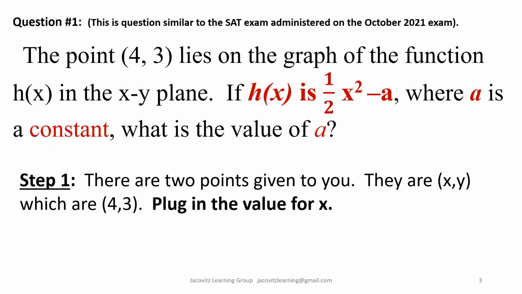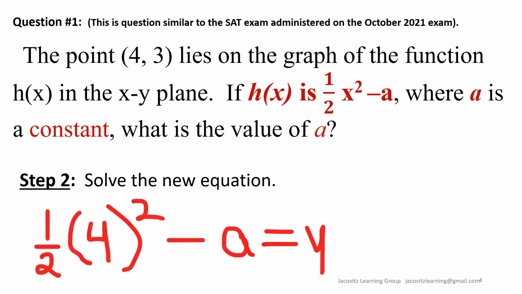So when we go to step 2, there are 2 points given to you. They are X and Y, which are 4 and 3. Plug them in. Your 4 is the X value. Your Y value is 3. Don't make life more complicated than what it already is. You need time on this SAT. Both are positive points.